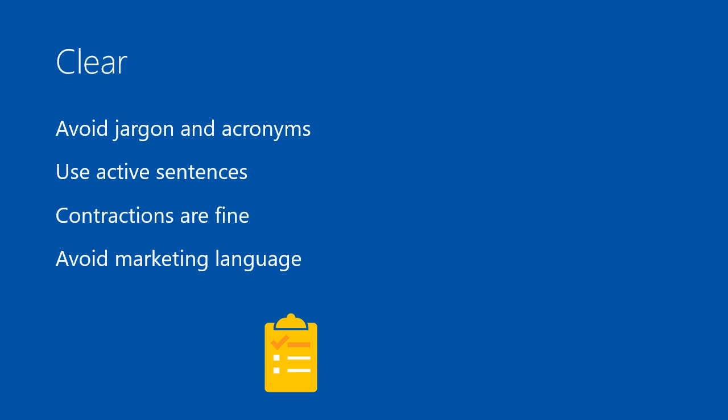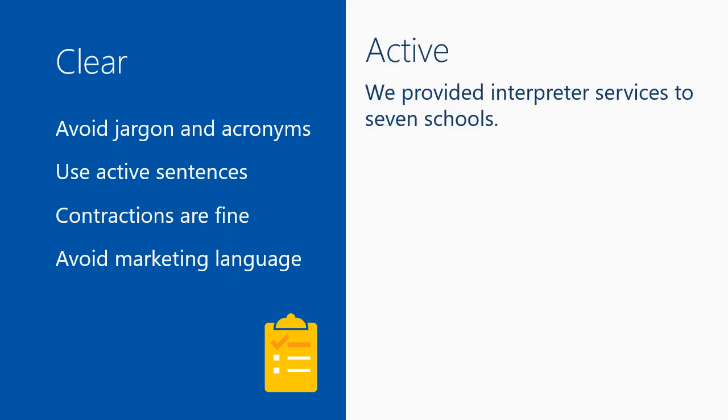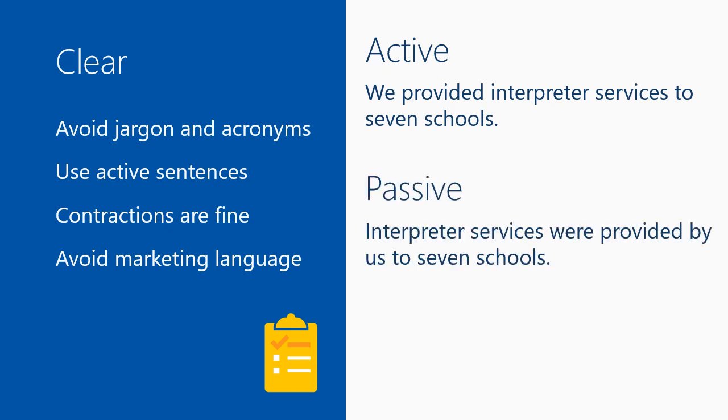Next, try to use active sentences where the subject of the sentence performs an action. They're usually more direct and easier to understand than passive sentences. For example, with an active sentence, you would write, "We provided interpreter services to 7 schools." That's clearer than the passive version, "Interpretive services were provided by us to 7 schools."